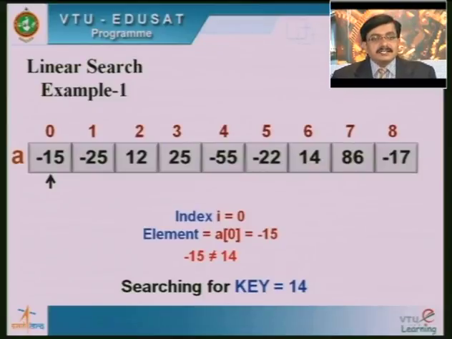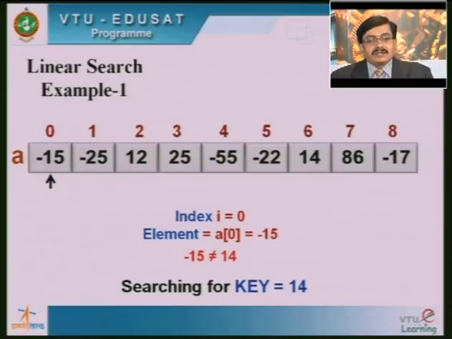Now, consider this particular list of elements here. We have 9 elements. A is an array of 9 elements, and A of 0 is minus 15, A of 1 is minus 25, A of 2 is 12, A of 3 is 25, A of 4 is minus 55, A of 5 is minus 22, A of 6 is 14, A of 7 is 86, and finally A of 8 is minus 17. Let us assume we are searching for a particular key element, say 14.